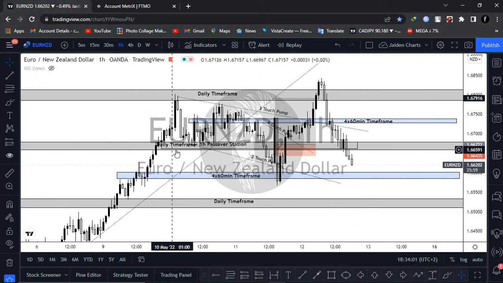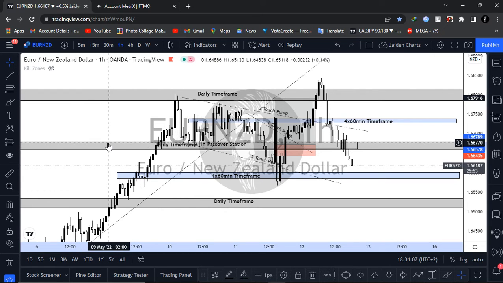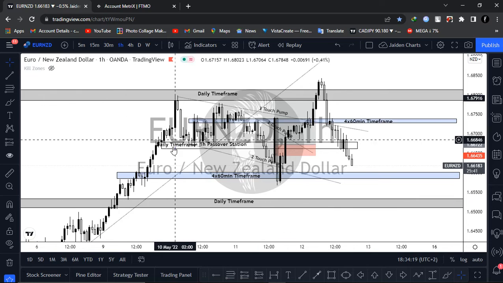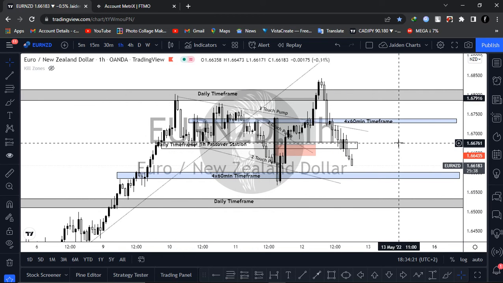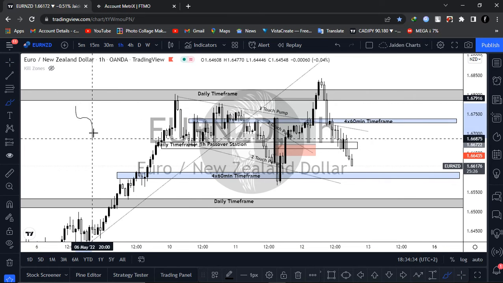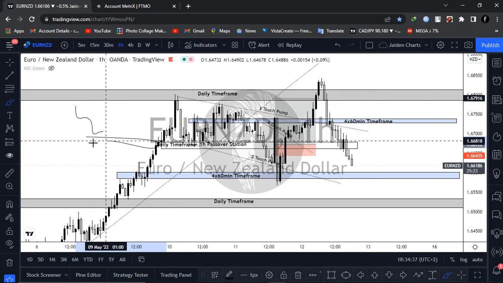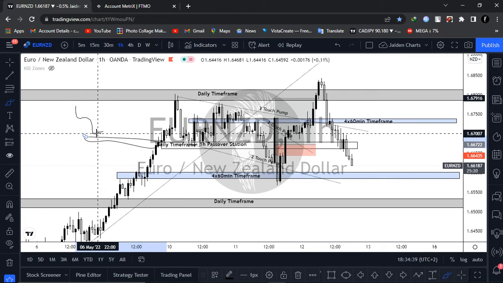As you guys could see, it's written daily time frame and the 1 hour Passover station. So if I could remove this, let me see. Yeah, you see, this is the Passover station, and as I told you previously, the Passover station is where the market is likely going to pass over, it's not going to stay there. We're expecting something like this. So price is coming down like that, right? And it reaches this 1 hour Passover station. Sorry, my drawing is very bad, but anyways, we move on.